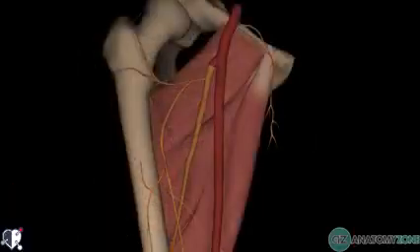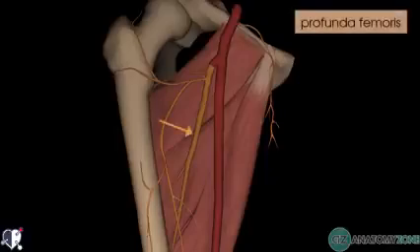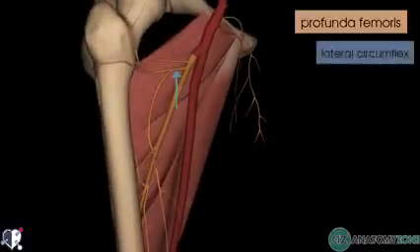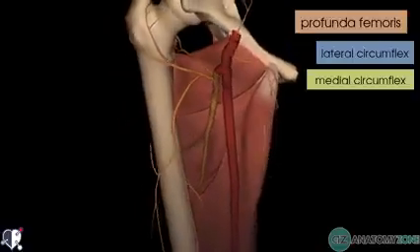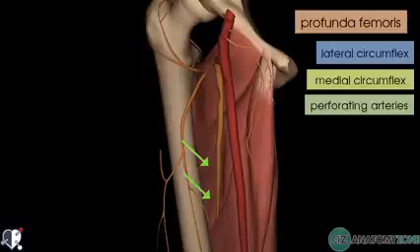The common femoral artery then gives off a deep branch known as the profunda femoris artery. This is known as the deep femoral artery, and it has two main branches. You've got the lateral circumflex artery and the medial circumflex artery. And then the profunda femoris terminates as perforating branches, which are known as perforating branches because they perforate the adductor magnus muscle.